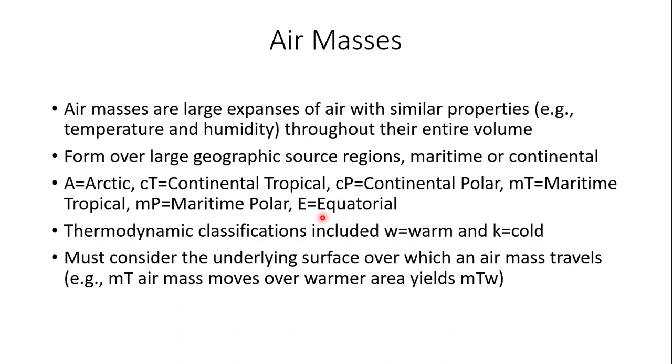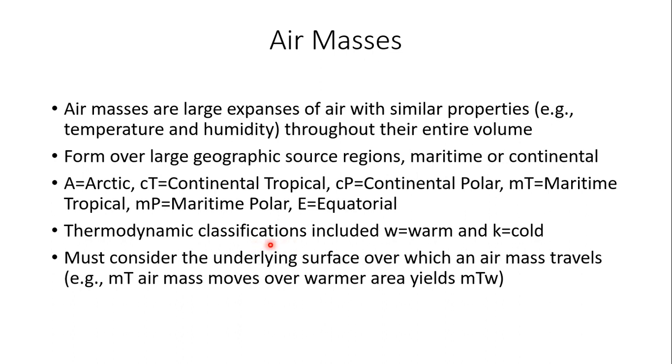Now, an equatorial air mass would be the one exception to the rule. I did say air masses that impact the mid-latitudes. Equatorial air masses generally remain in the deep tropics around the equator. Now, in addition to whether air masses form over land, abbreviated with that C for continental, or over water with that lowercase M abbreviation representing maritime, we also have to look at how air masses change as they come out of their source regions.